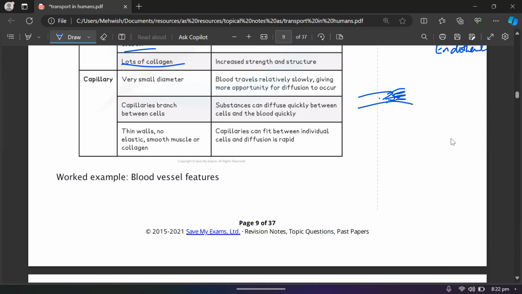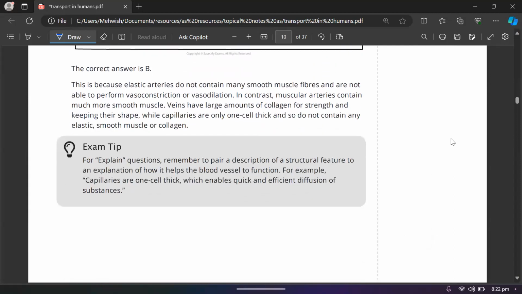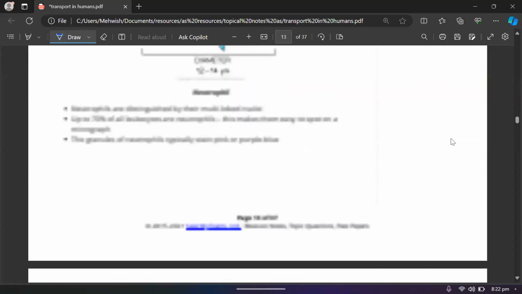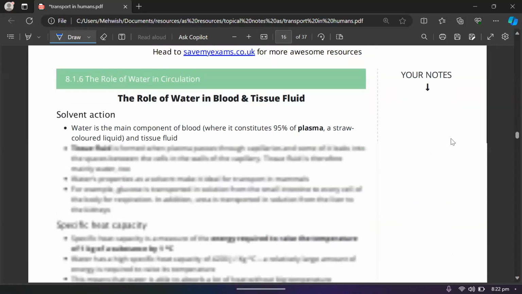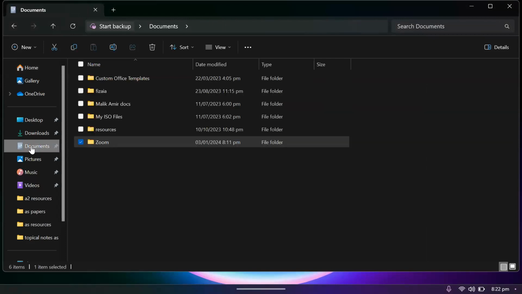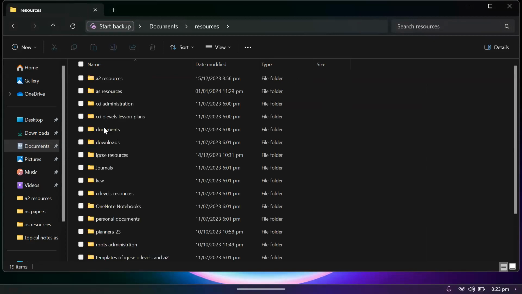ठीक है. Substances can diffuse across the walls very quickly from the capillaries, right? And they are very adapted to do the exchange of substances, right? ये हमने कल डिस्कस किया था क्लास में. And this is not enough for the blood vessels. We need to discuss some more things in blood vessels.